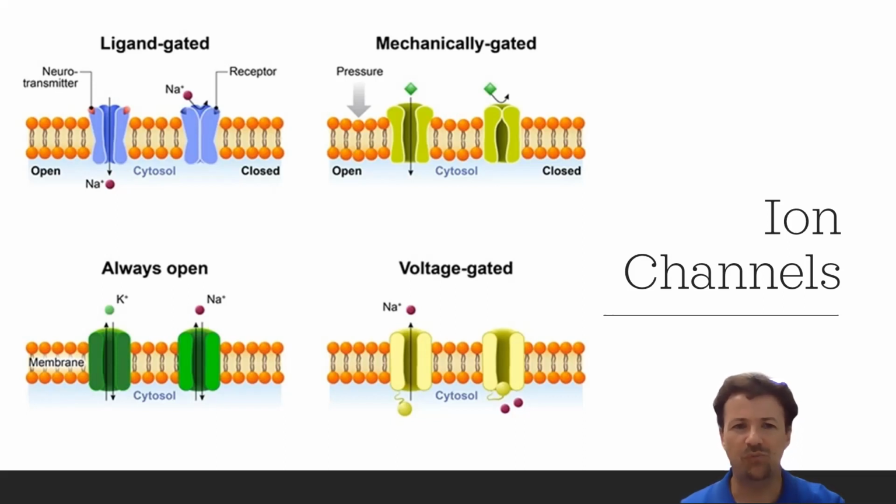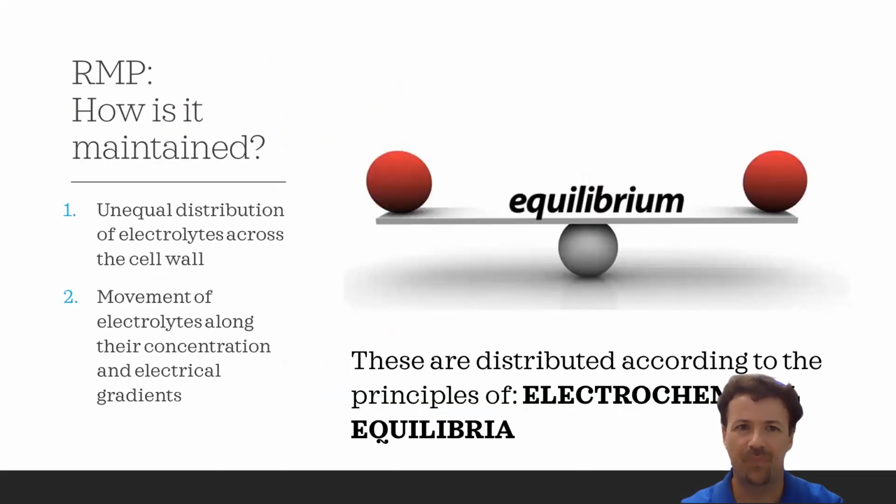In particular, as we look at the resting membrane potential, we're going to focus a lot on the leaky channels. And we're going to see their importance in understanding the resting membrane potential. So the resting membrane potential, we've already said for most nerves, it's approximately minus 70 millivolts. So we want to find out how is it achieved and how is it maintained.